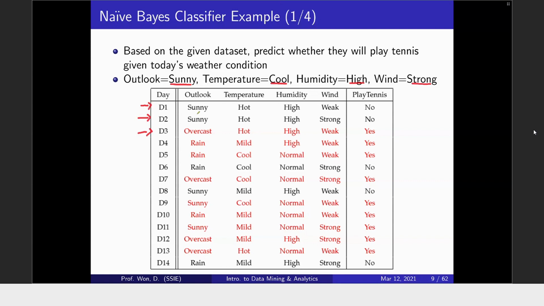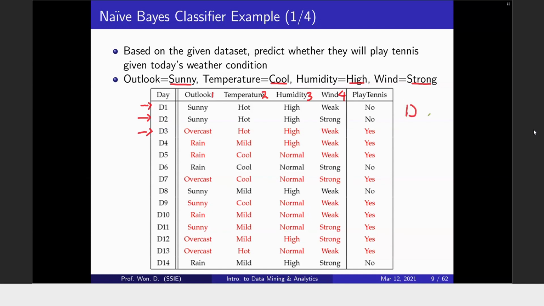And each sample has four features. Feature 1 is outlook, feature 2 is temperature, feature 3 is humidity, and feature 4 is wind. Then play tennis is our goal to predict. All these 14 days are the given data set D.